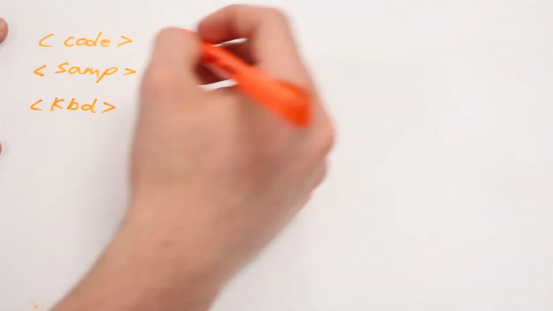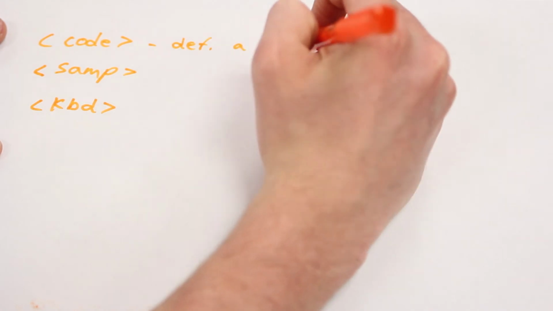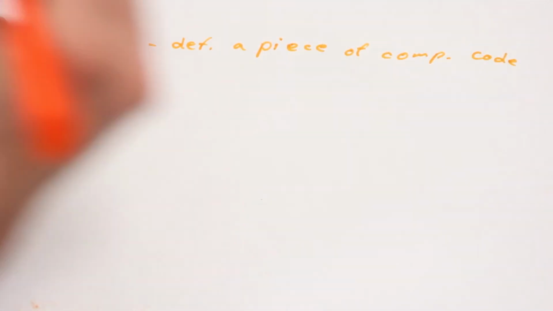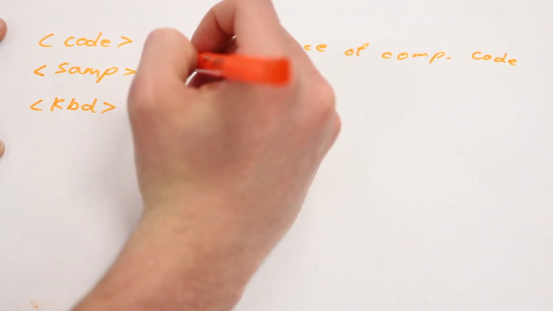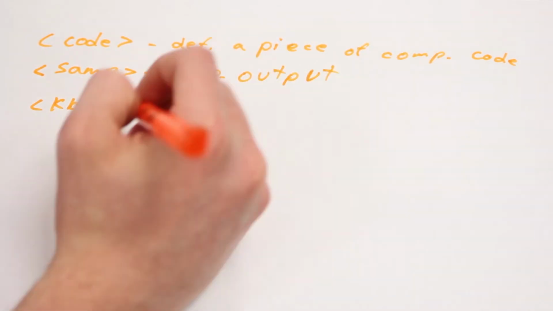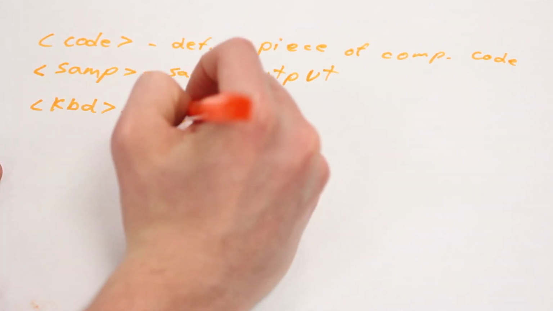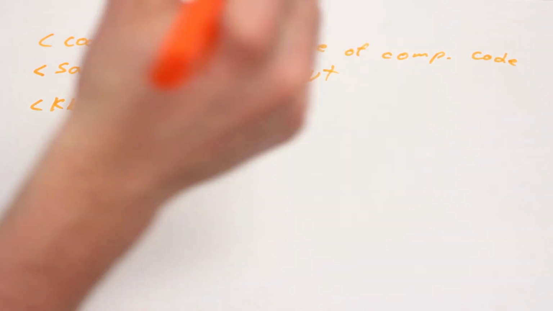Now I'm going to do the third set, which are the monospace tags. These all render in monospace in HTML normally. So here's what they are. The first one is the code tag. The second one is the sample tag. And the third one is the keyboard tag. Now the code tag, which is just code, defines a piece of computer code. The sample tag defines a sample output. And the KBD tag or keyboard tag defines a keyboard input.